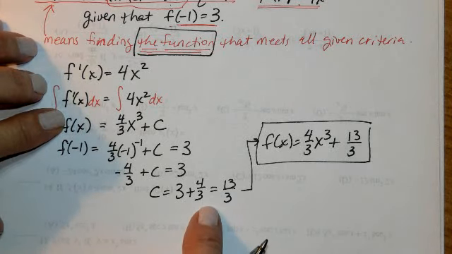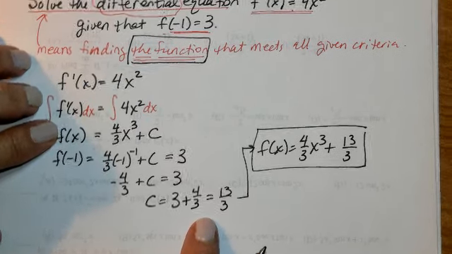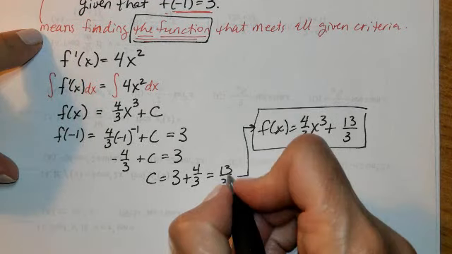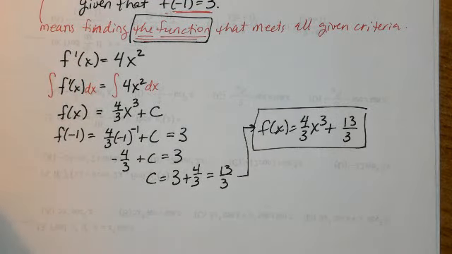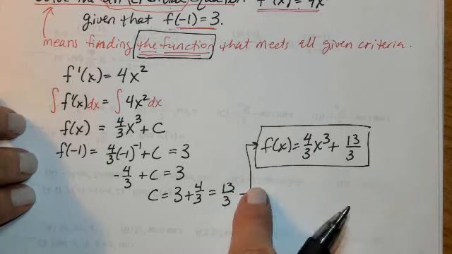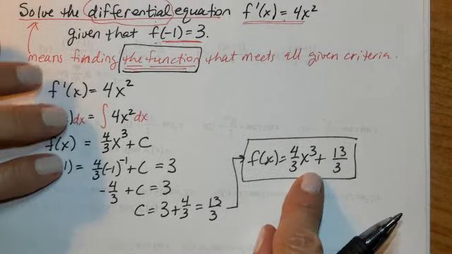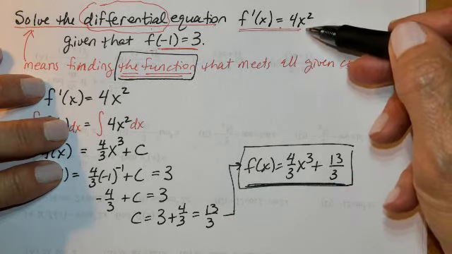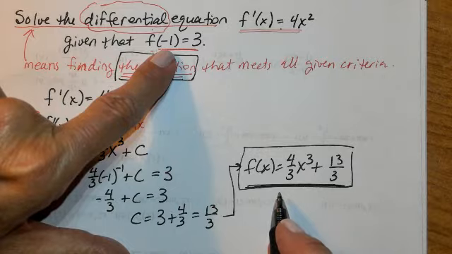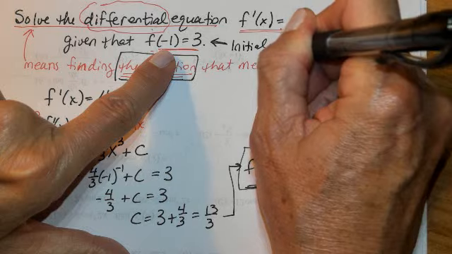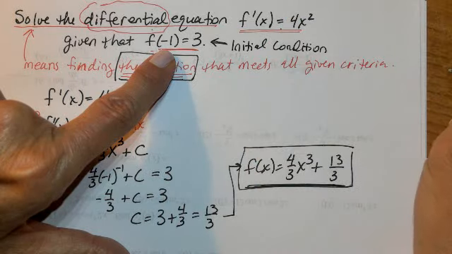I stress that because I don't know how many times I've graded papers, you guys, where you're asked to solve a differential equation, and kids find c down here, box c, and call it a day. That's not correct, of course, because the answer is the function with that value of c. So when we take the derivative of this function, we get 4x squared, and it also satisfies that condition. This is called an initial condition.